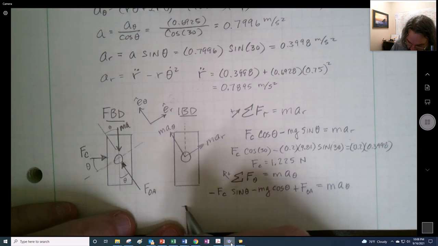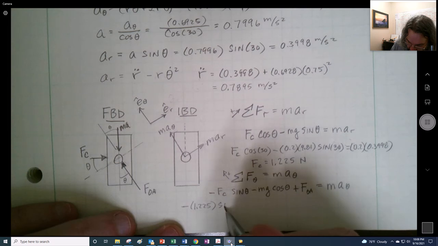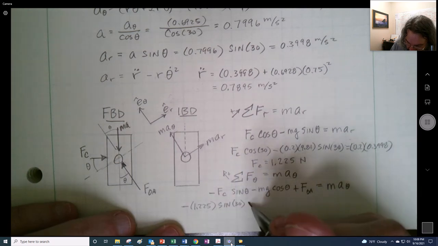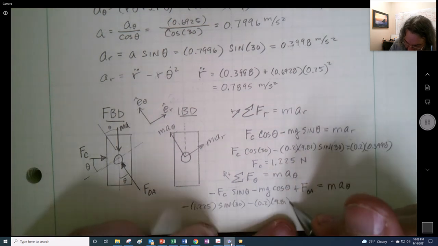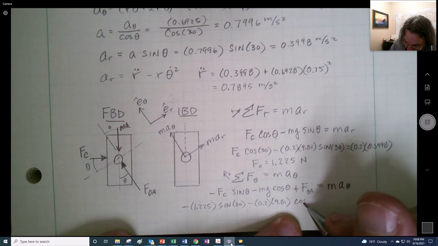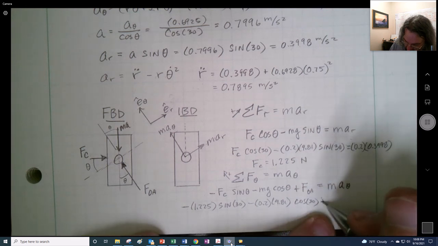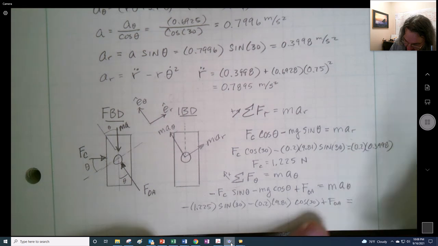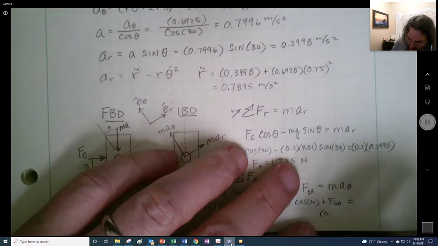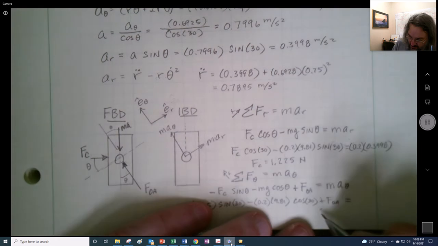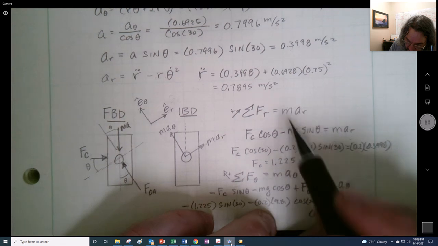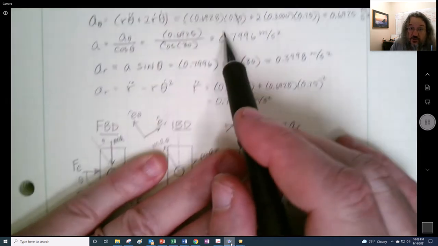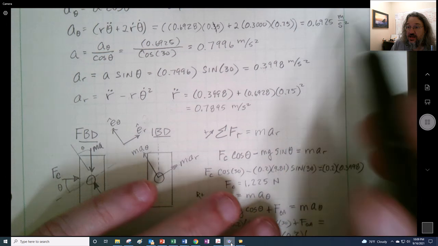So we take negative 1.225 times the sine of 30 minus 0.2 times 9.81 times the cosine of 30 plus FOA is going to be equal to, got to go down to the next line, and if I'm going to go down to the next line, I'll just stick it over to the side. 0.2 times, up above, this guy, 0.6925.